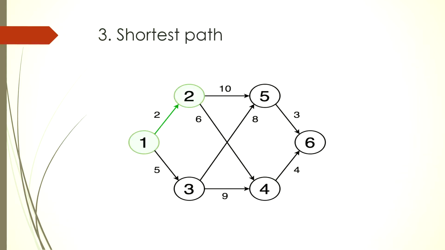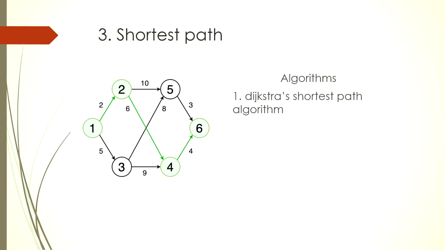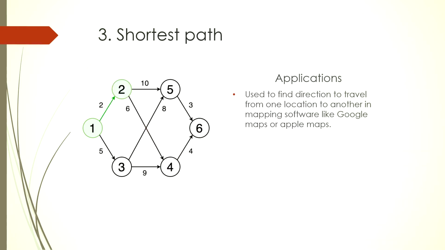Number 3, shortest path. The shortest path from one vertex to another vertex is a path in the graph such that the sum of the weights of the edges that should be traveled is minimum. Figure 4 shows an animation where the shortest path is determined from vertex 1 to vertex 6 in a graph. Algorithms: Dijkstra's shortest path algorithm, Bellman-Ford algorithm.